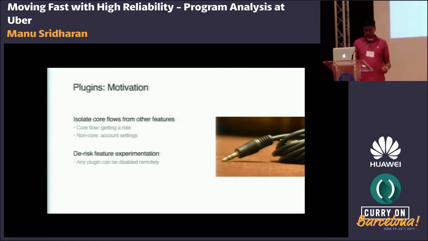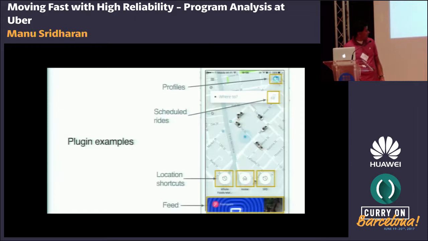So plugins enable us to separate these things, and because of that, they de-risk feature experimentation. Any code that's inside a plugin, we can actually disable with a flag from our server if it's causing problems. So in the field, if we're seeing a lot of crashes, we can turn off a plugin as needed. And if we look at the app, actually a lot of stuff that you see here is implemented via plugins. So we've got this feed at the bottom with extra information, location shortcuts, this button which takes you to scheduled rides, this button for features. All of these are plugins which, with the flip of a server-side flag, can be disabled individually.